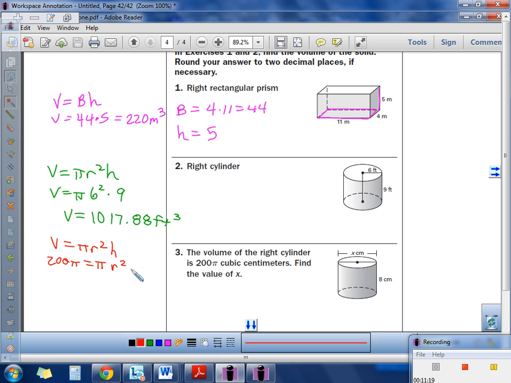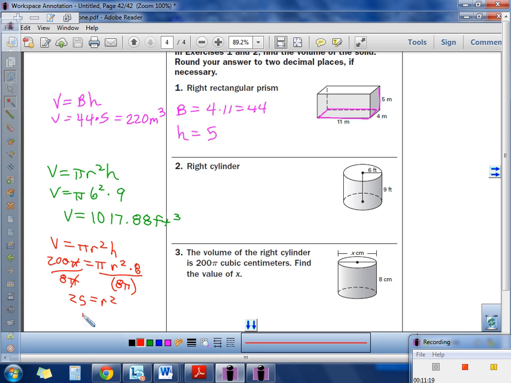Now, the other piece is the height, which is 8. We talked about it earlier. If you're trying to get a variable alone, you can divide by the pi and the 8 at the same time. Just make sure to do it with parentheses. Now, this is pretty straightforward. Pi divides with pi. 200 divided by 8 is 25.